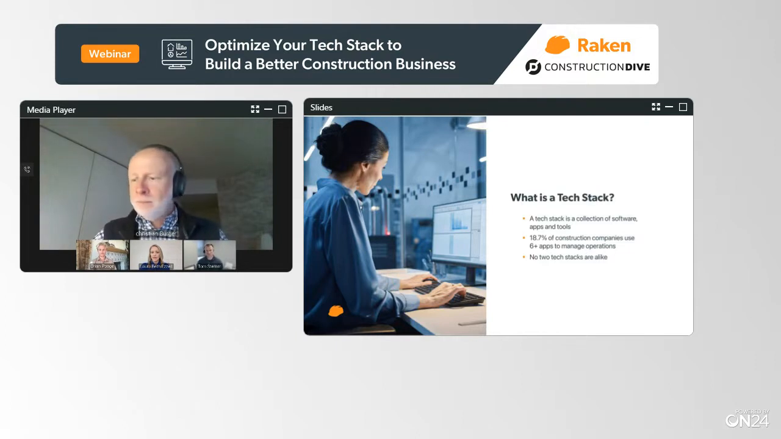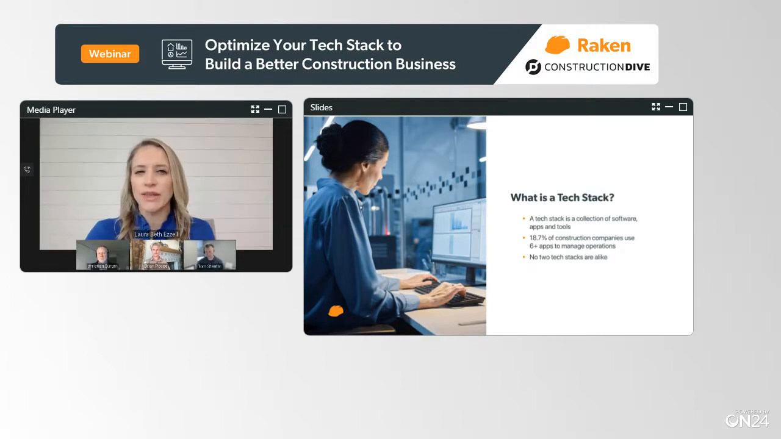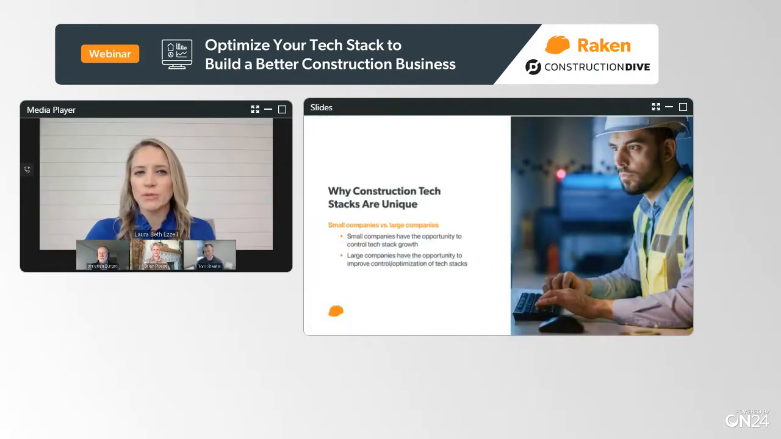Yeah, that's a great analogy to really help visualize what construction companies are dealing with. So Christian and Brian, you both talked about the uniqueness of construction tech stacks and how no two are alike. So let's talk about what makes construction tech stacks unique as compared to the tech stacks that other types of businesses might be dealing with.